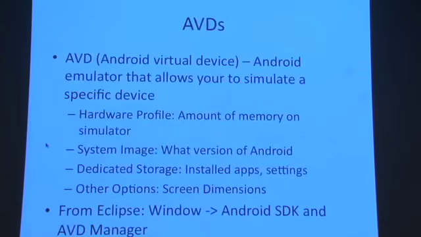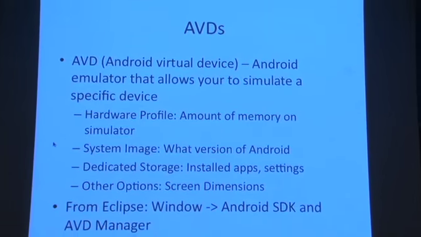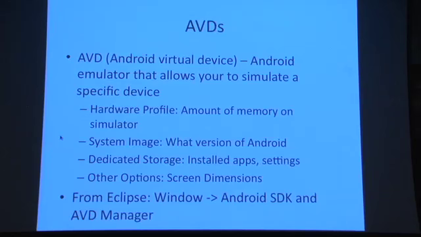So the next thing we're going to look at is AVDs. These are called Android virtual devices. This is the Android emulator that you saw Dan use earlier in the lecture. It allows you to simulate a specific device. When you create one, you can give it a certain amount of memory and tell it what version of Android to use. You can also give it a dedicated storage, so special apps and settings that you want already pre-installed.